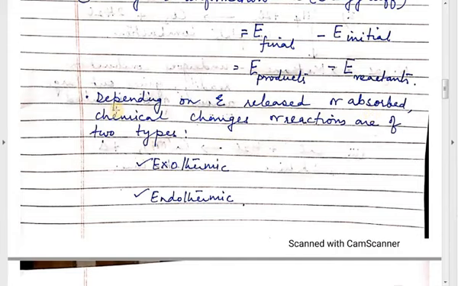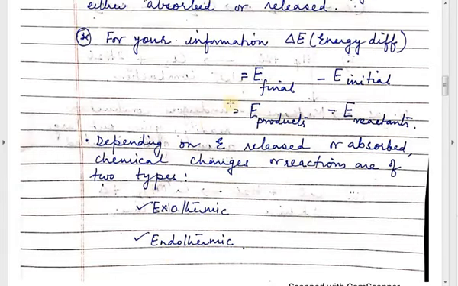So depending on the energy released or absorbed, chemical changes are of two types. One is exothermic, another is endothermic. You remember this relation of energy difference: energy of products minus reactants, or energy final minus initial. Now what is your final? Final is your product formation. What is your initial? The reactants.